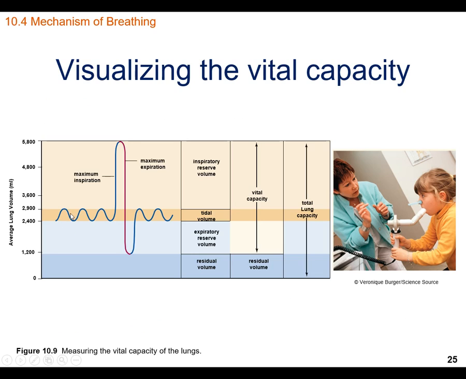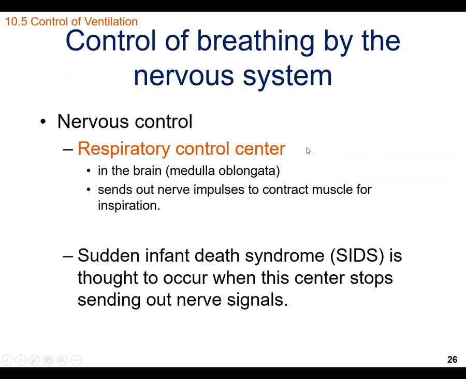If you visualize it, you can see here is our typical tidal volume of a normal breath. And here you can see that maximum inspiration and your maximum expiration, and that becomes your vital capacity. And then notice that you always have a little bit of residual volume of air in here, and that's your total lung capacity, the absolute most air that the lungs can hold. So when we think about how do we control breathing, it's done by the nervous system.